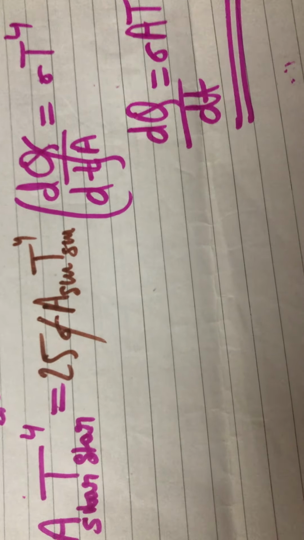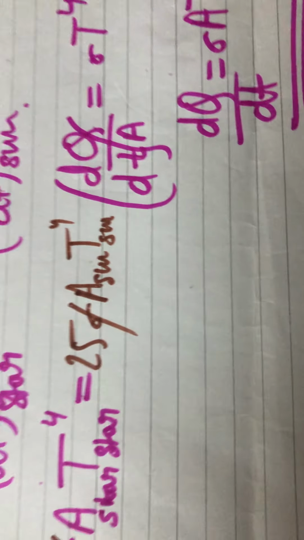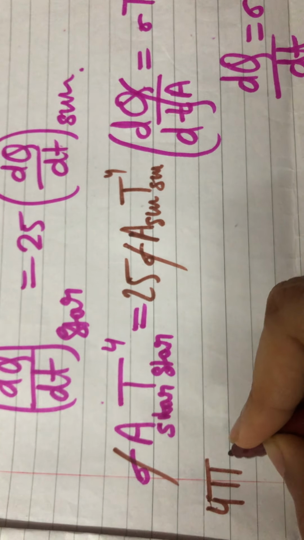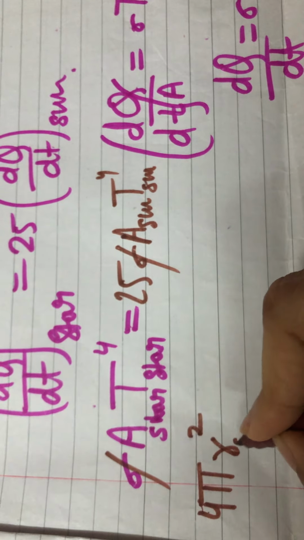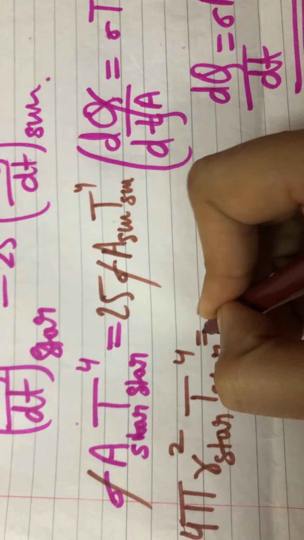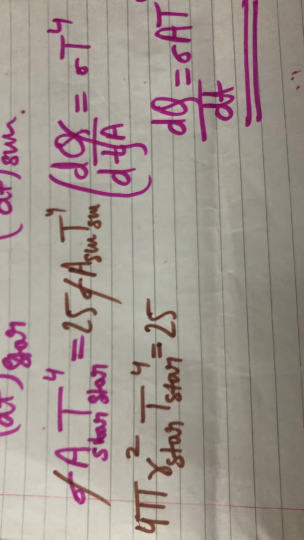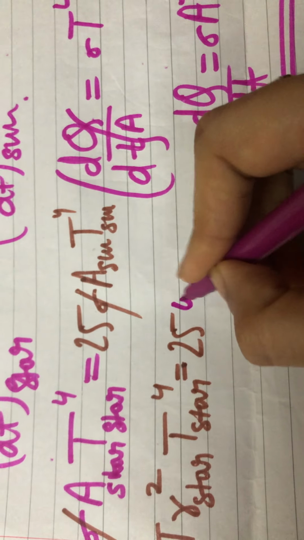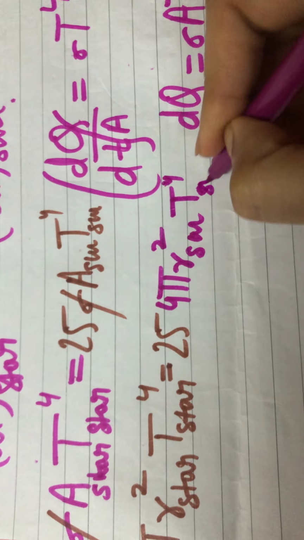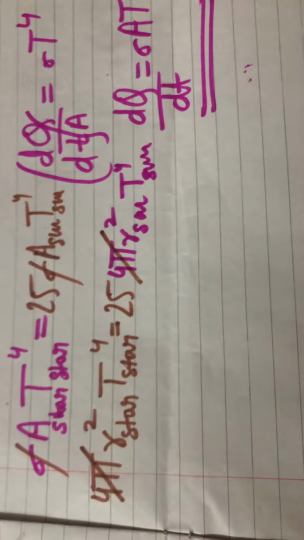Now our sun and our star, both of them are considered as a sphere. So surface area for sphere is 4 pi r square. So here surface area for star is 4 pi r square, R being the radius of star, temperature of star raised to 4 is equal to 25. A is nothing but surface area. So again I'll be using a different color, that is 4 pi r square for sun, surface area for sun, and T raised to 4 for sun. Hope this was clear to you. Now from here 4 pi and 4 pi get cancelled.